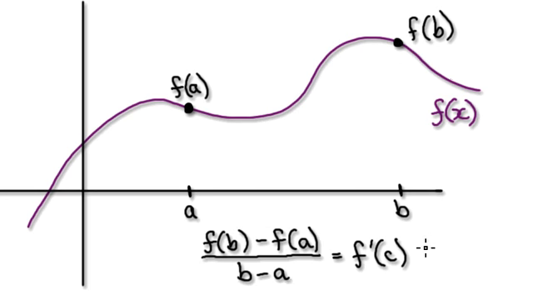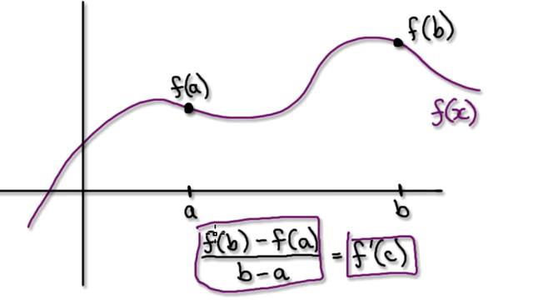What it's saying is that there exists a value C, where C is in between A and B. So somewhere C is, it could be here, or it could be here. The point is that there exists a C where the gradient of the actual function will be the same as the average gradient that exists between A and B.